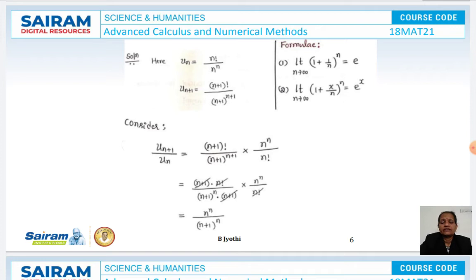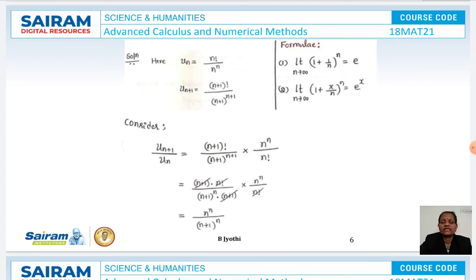So let us consider un plus 1 divided by un. That gives us n plus 1 factorial by n plus 1 to the power of n plus 1 into n to the power of n divided by n factorial. n plus 1 factorial can also be written as n plus 1 into n factorial, divided by n plus 1 to the power of n plus 1, which can also be written as n plus 1 to the power of n into n plus 1 to the power of 1. Cancelling n plus 1 and n plus 1, and n factorial and n factorial, we get n power n divided by n plus 1 whole power n.